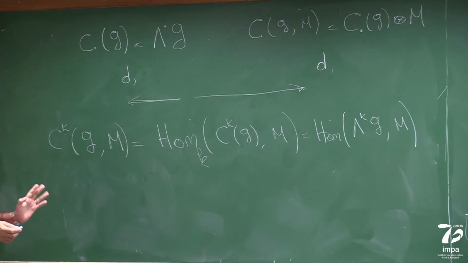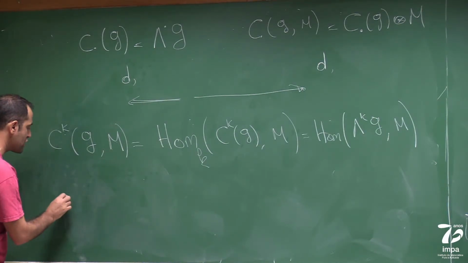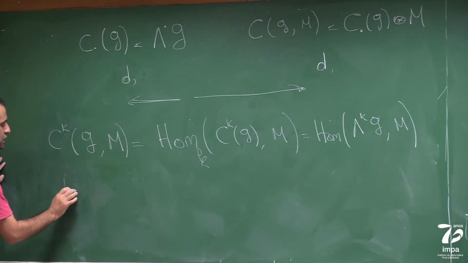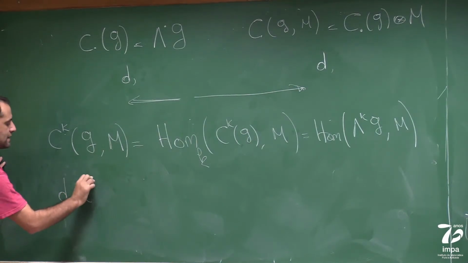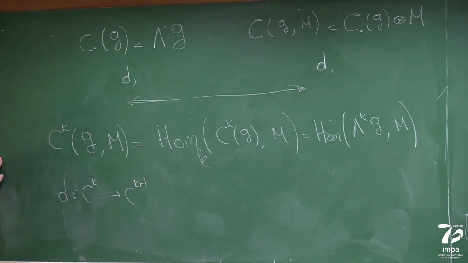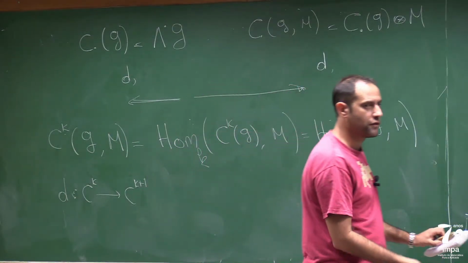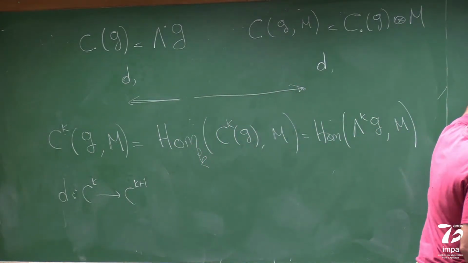So this is going to be a complex, and this is going to be a cohomology complex. So now I'm going to define a differential d that is going to go from C^k to C^(k+1). And it's going to be the dual of the Chevalley-Eilenberg differential that we just constructed.